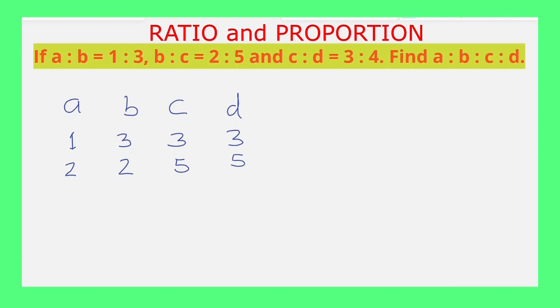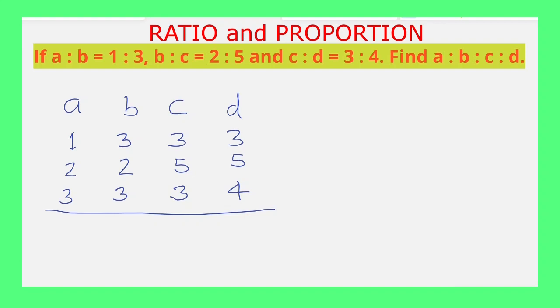Now C ratio D is 3 ratio 4. So we write 3 below C and 4 below D. Now we write 3 in blank space below B and A, as 3 is nearer to B and A than 4. Now we have to multiply all the numbers which are in the column of A.